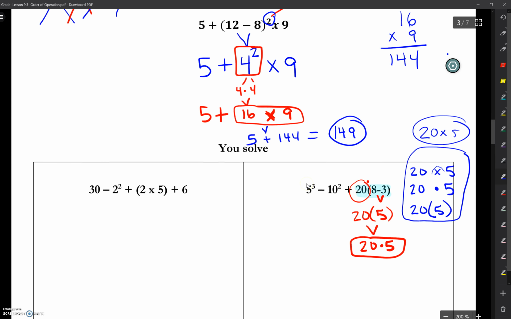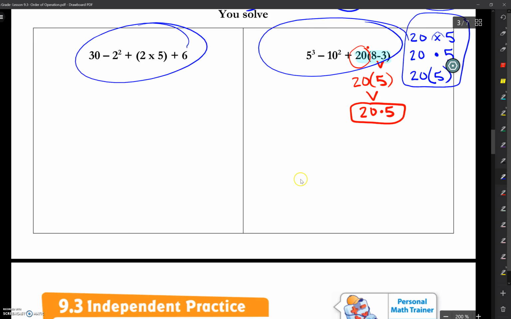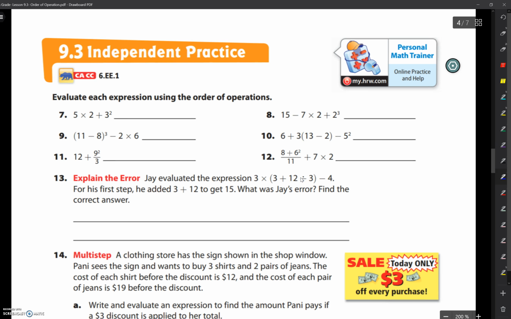So I want you to go ahead and solve this problem, and these problems here, all of these problems. Be careful with this. This basically means division. So it means 8 plus 6 squared divided by 11. So 6 squared is 36. So it would be 8 plus 36 divided by 11. And so 8 plus 36 is 44 divided by 11. So it's 44 divided by 11, which equals 4. And then you would continue with the problem.